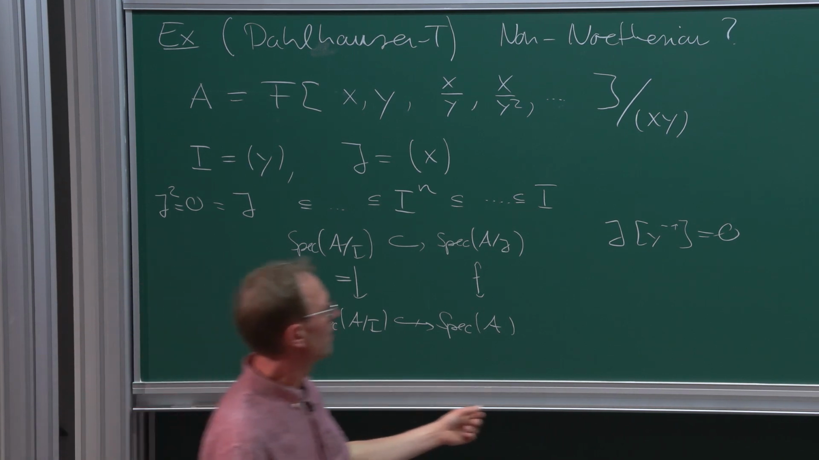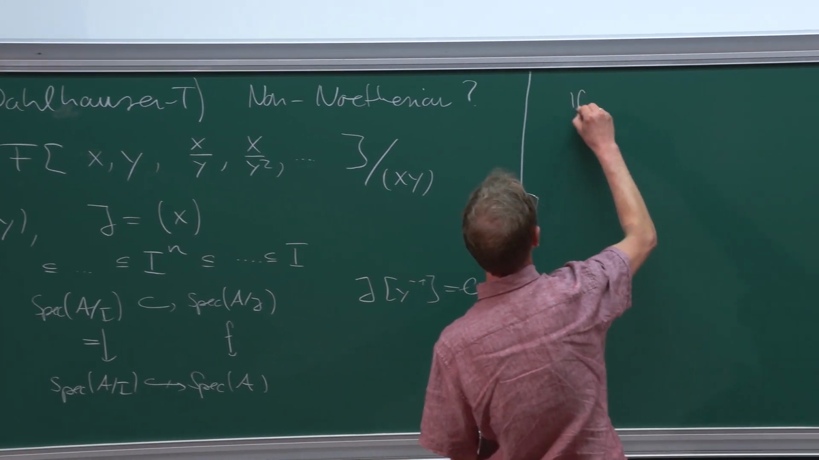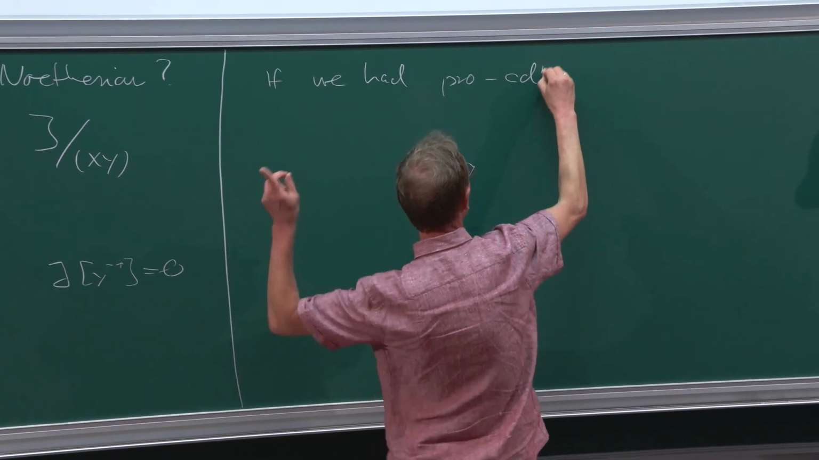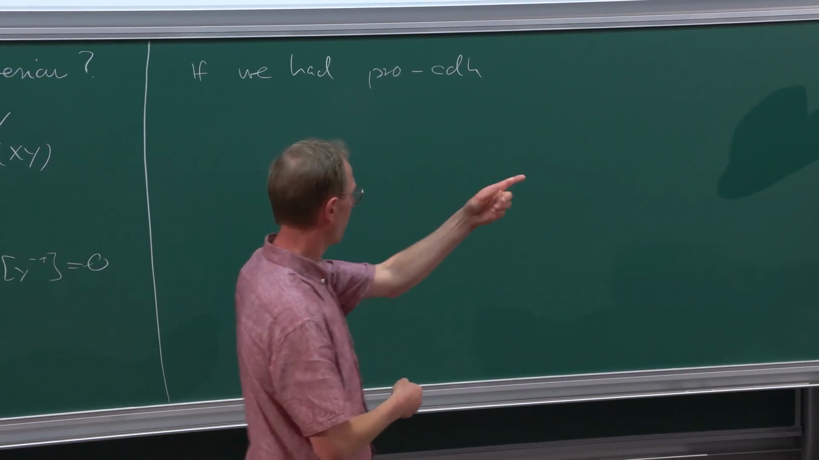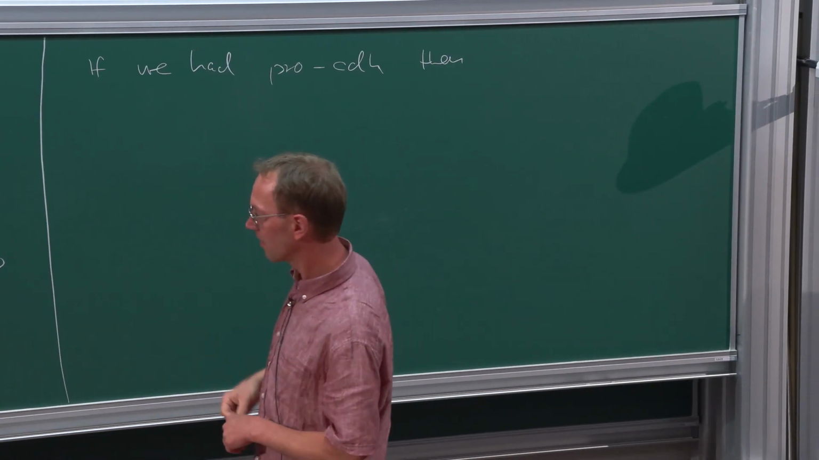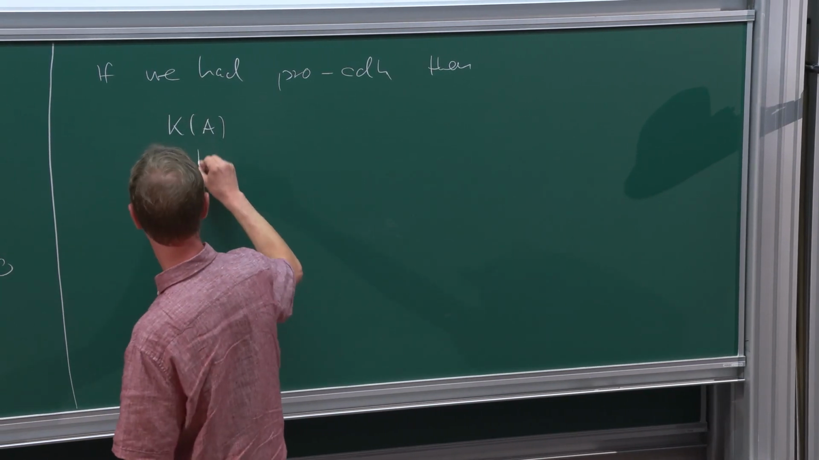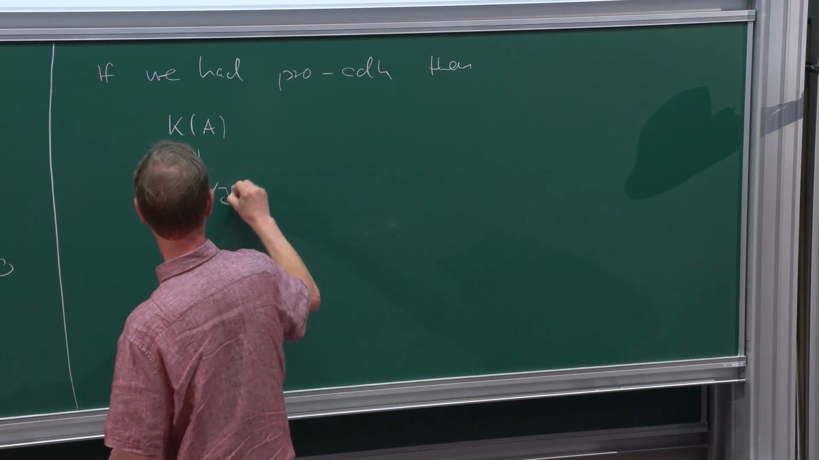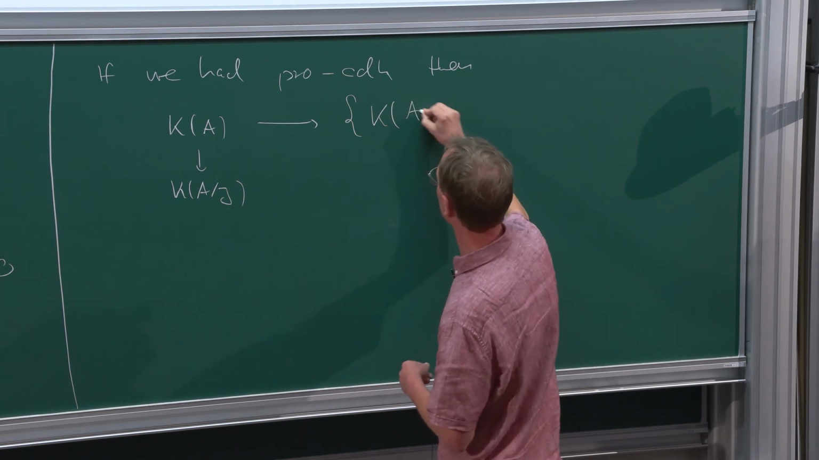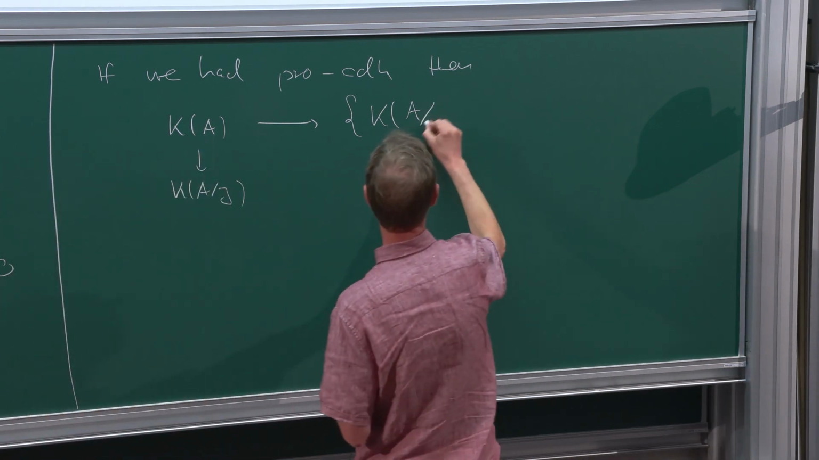Now we can check what pro-CDH descent would give. If we had pro-CDH descent for this square, then we would get a Cartesian square of pro-spectra. So we had K of A mapping to K of A mod J, and then here this would go to the pro-system K of A, and now we have to take the infinitesimal thickenings, so this would be K of A mod I to the n.